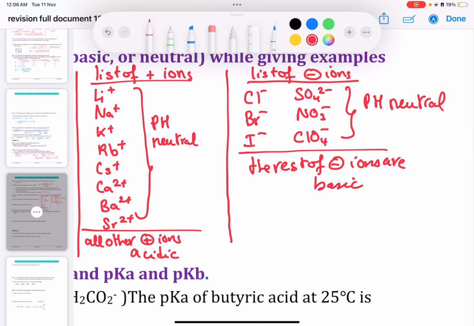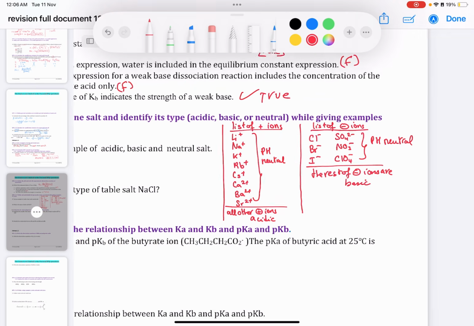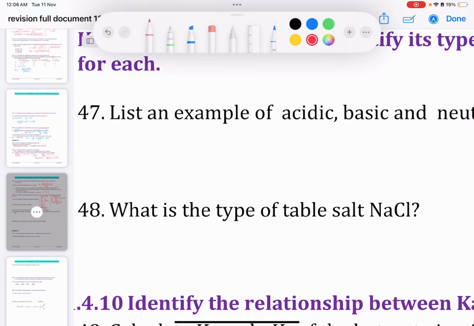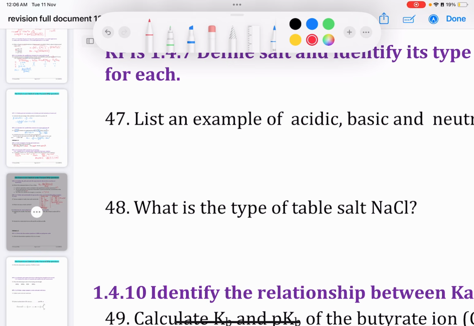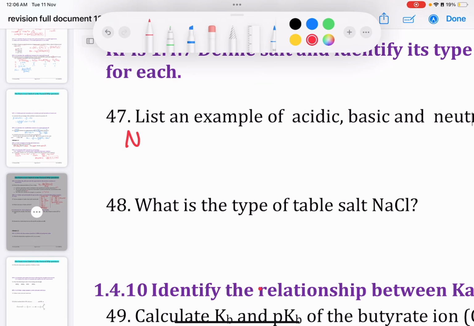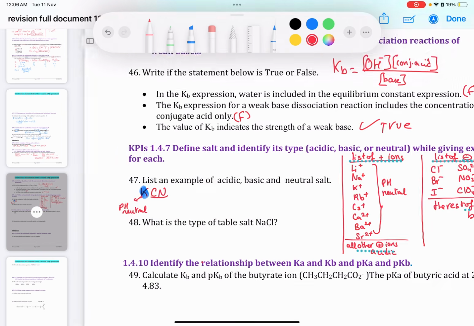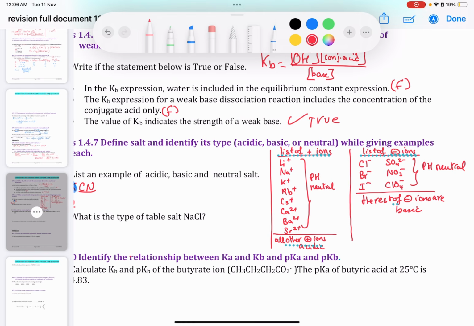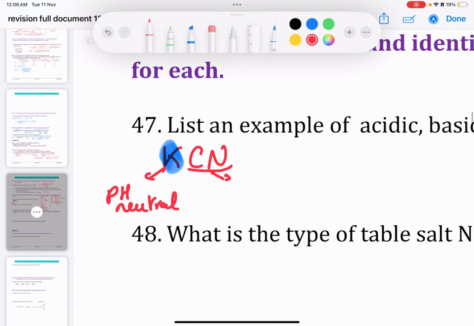Now let me show you how I'm going to give examples of acidic, basic, and neutral salt. So let's say I'm gonna give KCN. Now K, I mentioned it in the list, that is pH neutral. Now CN negative, that's a negative ion that is not part of this list of negatives, so it means that this is a basic ion. So therefore, this given salt is basic.